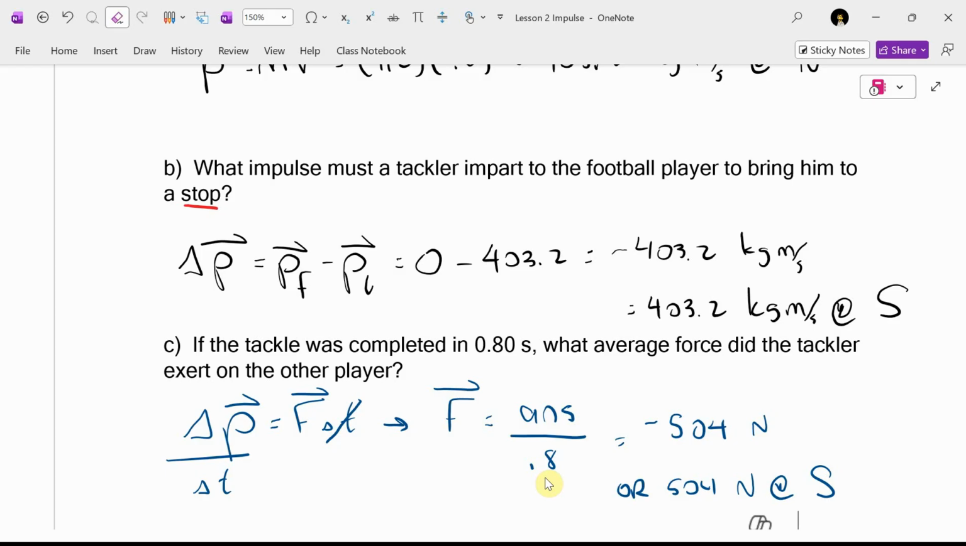F equals what? Does your mass change in a car crash? No, but I can change your acceleration. If I can make the acceleration smaller by making the time larger, more survive. What kills people in a car crash is not speed, it's not force, it's acceleration.